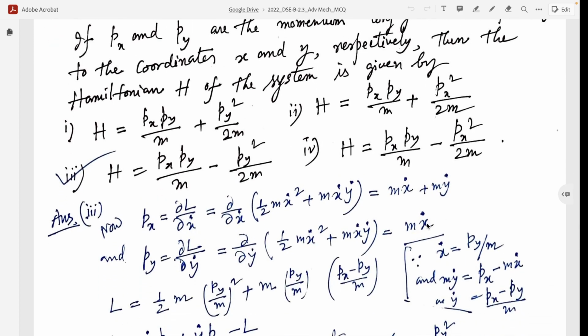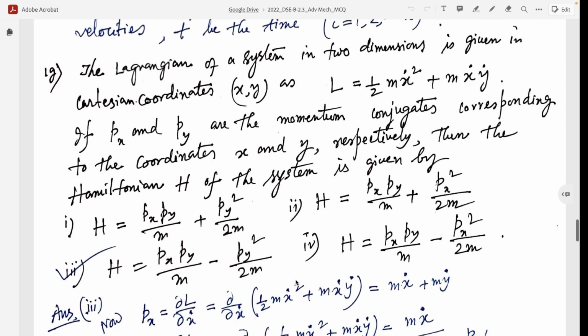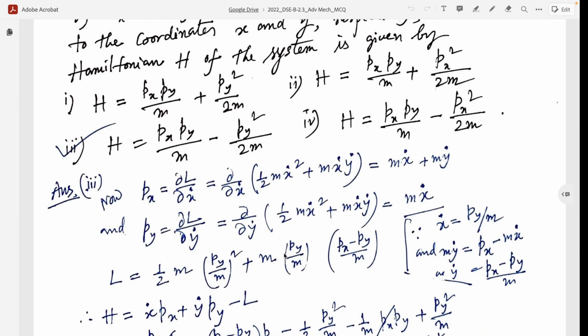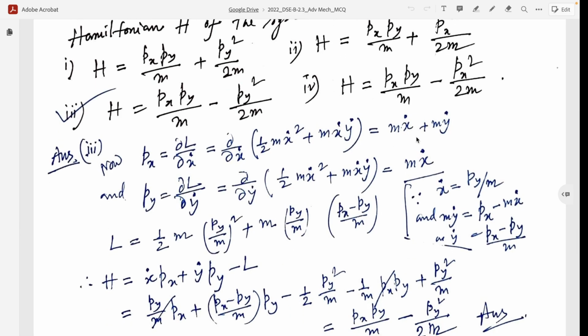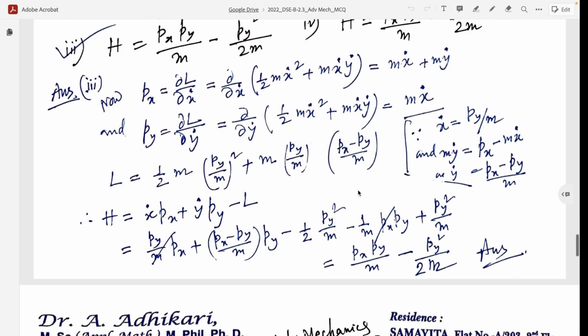So the value of x dot is py by m, and the value of y dot we can find from the first relation, px equals m x dot plus m y dot. So m y dot equals px minus m x dot. So from this, y dot equals (px minus py) by m. This is the value of y dot.